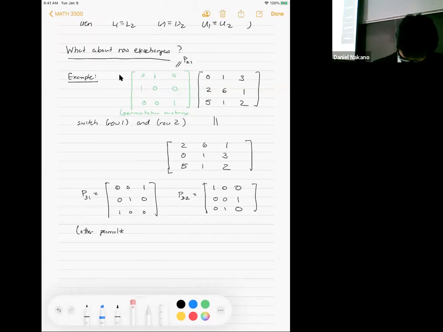Monday, right? Okay, let's try it again. Other permutation matrices.